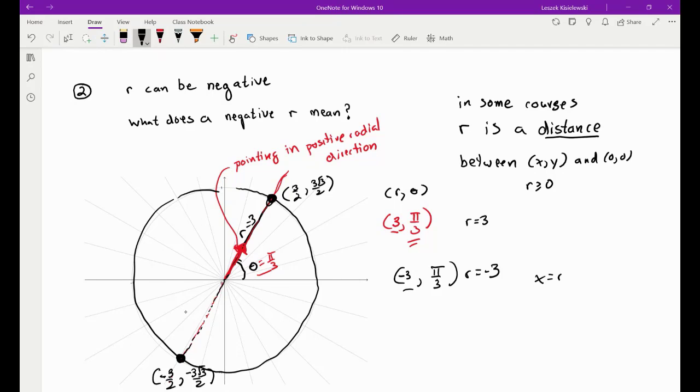Which our formulas would have given us anyway, right? If you replaced r with a negative value, we would get the correct point in the correct quadrant. Okay. So r being negative means that if theta tells us what the positive radial direction is, a negative r says we should go in that opposite direction to get to our point.